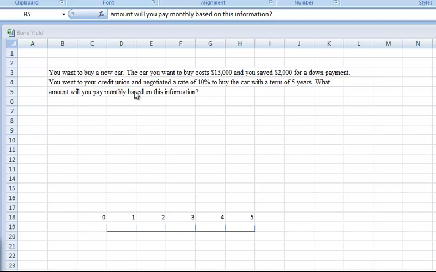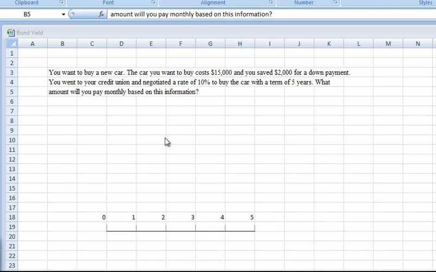You want to buy a new car. The car you want to buy costs $15,000 and you save $2,000 for a down payment. You went to your credit union and negotiated a rate of 10% to buy the car with a term of 5 years. What amount will you pay monthly based on this information?